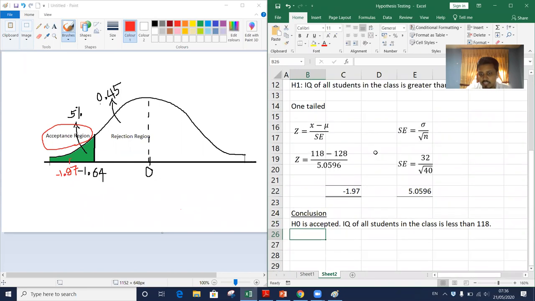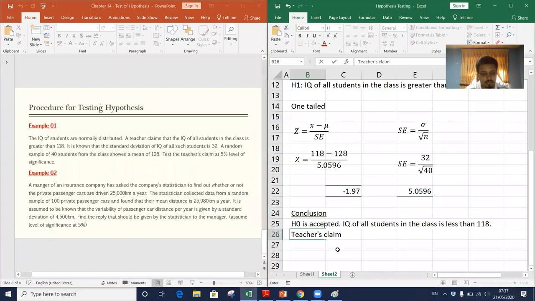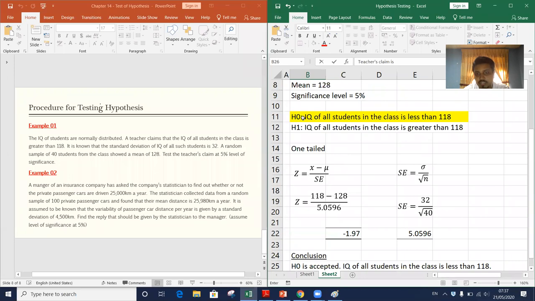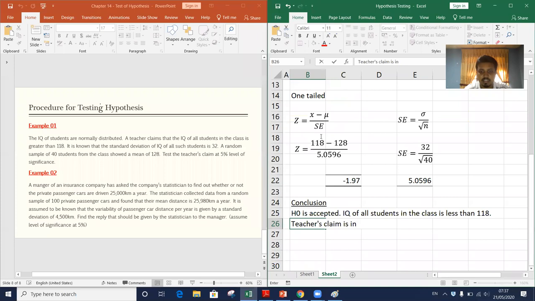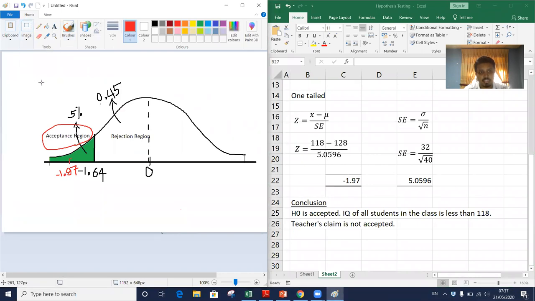කියන්නේ ටීචර්ගේ claim එක හරිද වැරදිද? What about the teacher's claim? Teacher's claim is correct or incorrect? Teacher කියන්නේ මොකද? IQ of all students in the class is greater than 180. හැබැයි මොකද උනේ? අපි accept කළේ H naught. Right? H naught, මෙන්න මේ statement එක තමයි accept කළේ. Teacher කිව්ව එක නම් මොකද්ද? It is incorrect, or not accepted. Right? That is how we use hypothesis testing in making decisions, right? ගණිත hypothesis testing පාවිච්චි වෙන්නේ ඔය විදිහට.